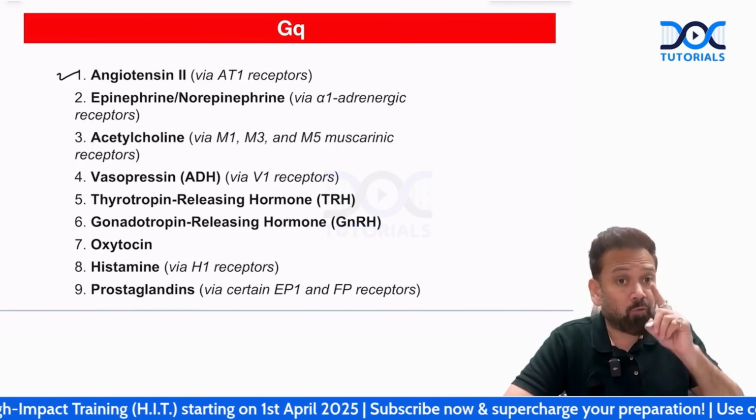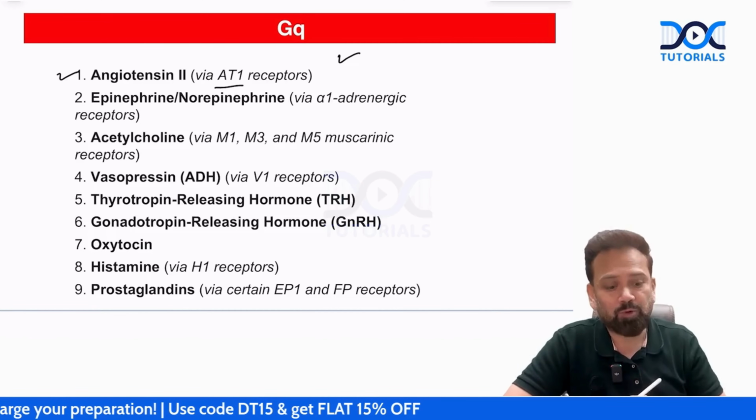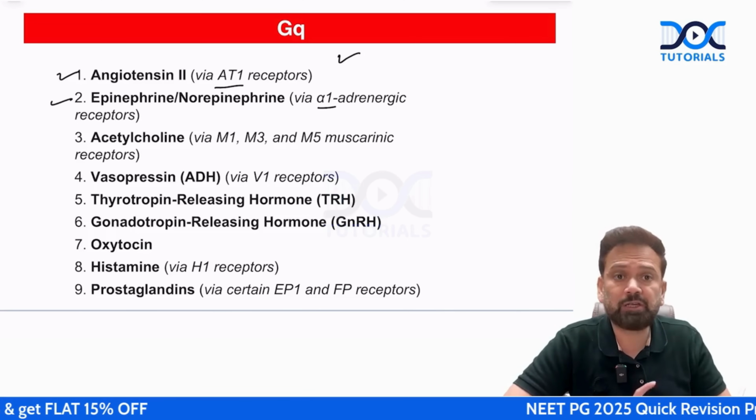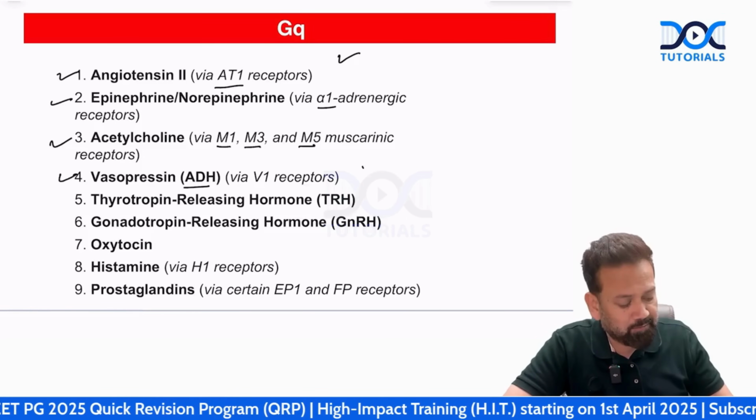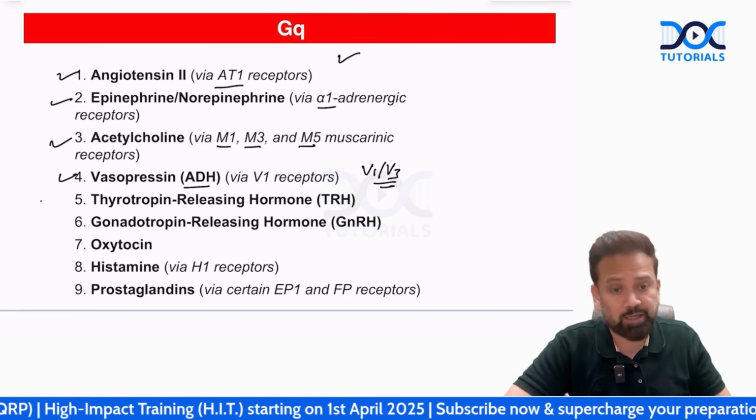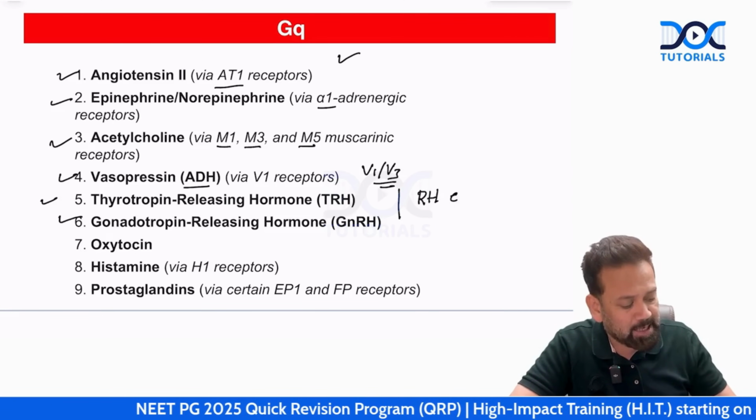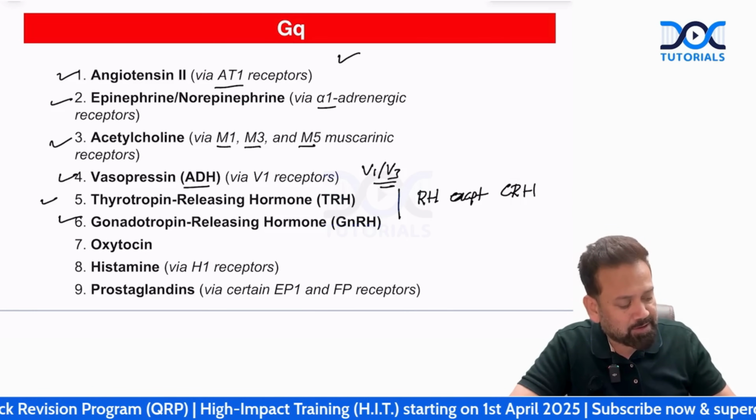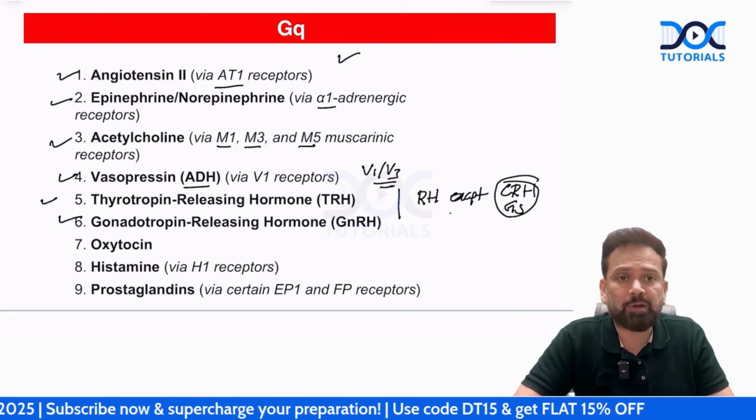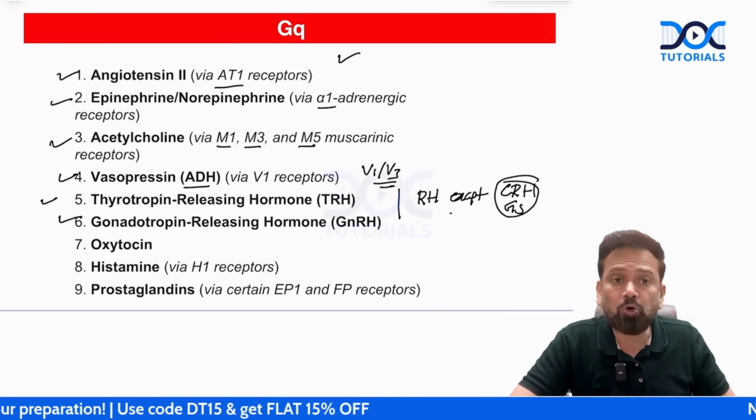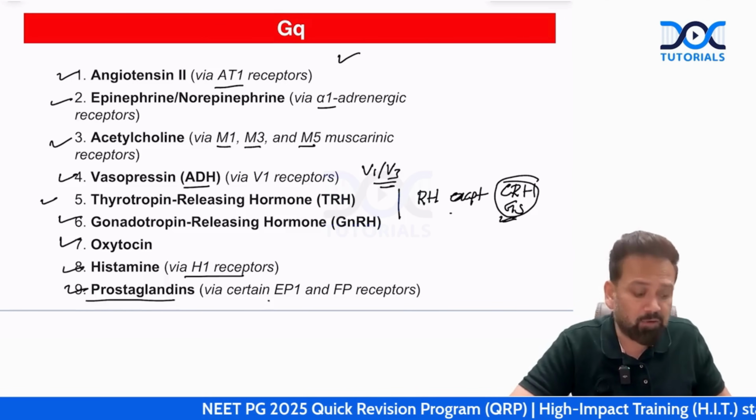Examples are angiotensin 2 via angiotensin AT1 receptor. Angiotensin 2 has two receptors, AT1 and AT2. AT1 is GQ. Epinephrine or norepinephrine via alpha 1. Alpha 1 is GQ, alpha 2 is GI. Now see, M1, M3, M5 muscarinic, acetylcholine, again GQ. Vasopressin ADH via V1 and V3 receptor, both are working on GQ. Thyrotropin releasing hormone, gonadotropin releasing hormone. So almost all releasing hormones work on GQ except CRH, which is GS. Gonadotropin releasing hormone, growth hormone releasing hormone, thyrotropin releasing hormone, they work on GQ except CRH, corticotropin releasing hormone, which is GS. Then oxytocin, then histamine via H1 receptor, and then prostaglandins via EP1 and FP receptor.